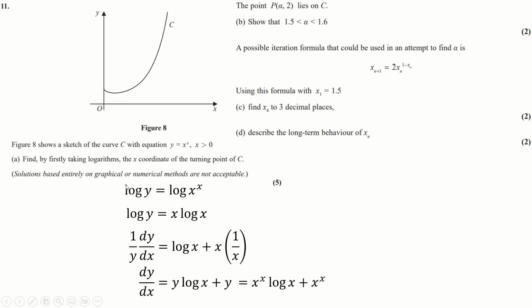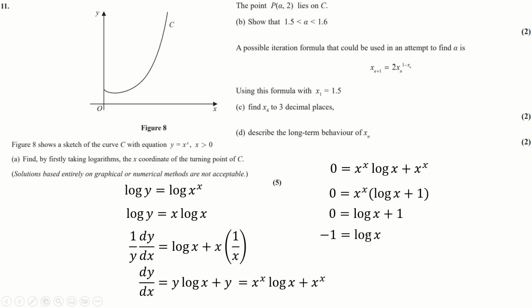Now we want to know the turning point of c, so we want dy by dx equals 0. So let's set this equal to 0. We can factorize out the x to the power x, and now this is an exponential. It's a weird exponential, but it is just an exponential, and exponentials can't equal 0. So that means this thing here is 0. Take the minus 1 over, and then raise both sides to the power e, or e to the power of both sides, I should say. And this is where the fact that this is log to base e matters, right? And we get x as this as our answer.